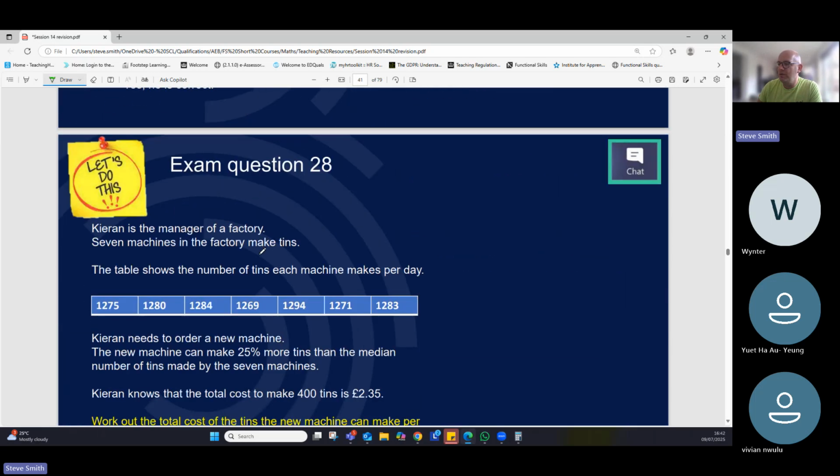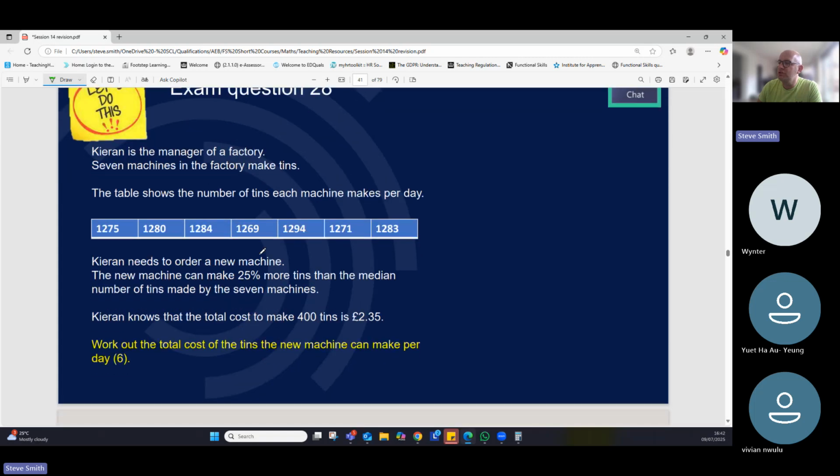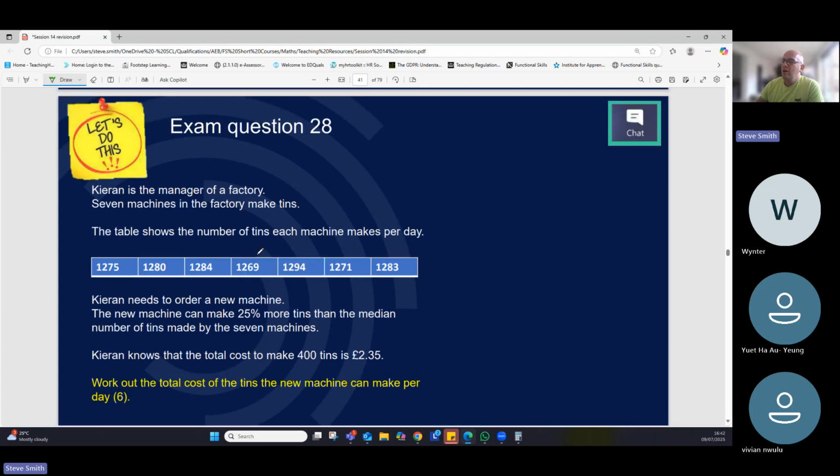Is there another frequency table? We've got machines. What is this one? Right, Kieran is a manager of a factory. 7 machines in a factory make tins. The table shows the number of tins each machine makes per day. Kieran needs to order a new machine. The new machine can make 25% more tins than the median number of tins made by the 7 machines. Kieran knows that a total cost to make 400 tins is £2.35. Work out the total cost of tins.